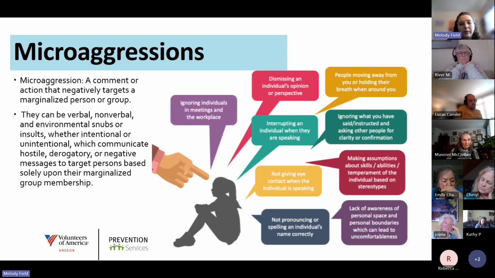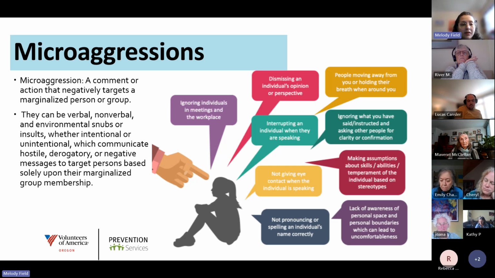One type of harmful behavior that can result in the need for people to intervene are microaggressions. These are verbal, nonverbal, and environmental snubs or insults, intentional or unintentional, which communicate hostile, derogatory, or negative messages targeting people based off of their marginalized group memberships. Microaggressions often perpetuate harmful stereotypes, even if they're not intended to cause harm.